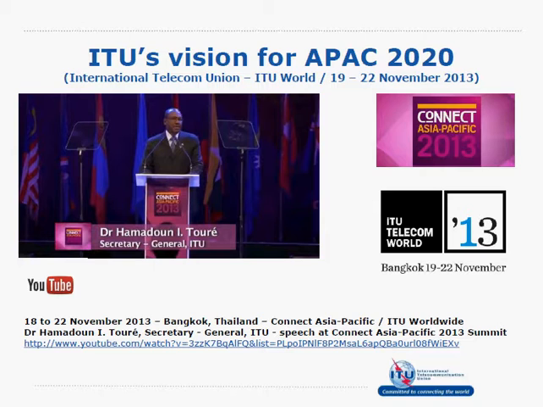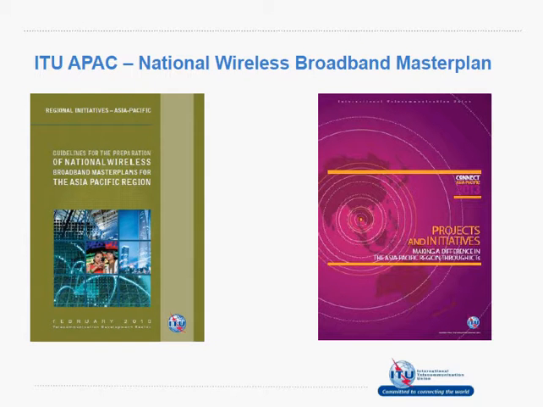If you want to learn more about ITU's vision for Asia Pacific, because there is a lot of development going on in this region, you can actually go to the website, which is indicated on this slide, where Dr. Hamadoun Touré, the Secretary General of the ITU, explains his vision, how to enable ICT in the world. Other documents are available. This is one for the Asia Pacific region, the guidelines for preparation of a national wireless broadband master plan, on how we utilize wireless networks in the region.